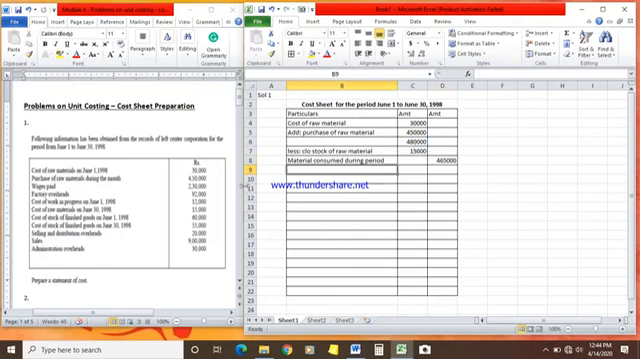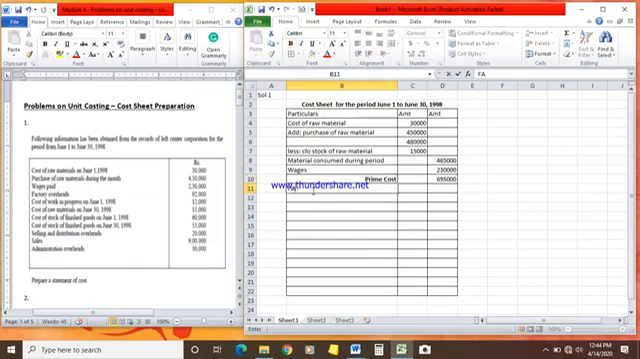Next, for this we need to add the next item, wages. So direct wages 2,30,000. We don't have any direct expenses here. By adding these two items, we get what is known as the prime cost. I highlight this prime cost figure so that it will be easy for us to understand.